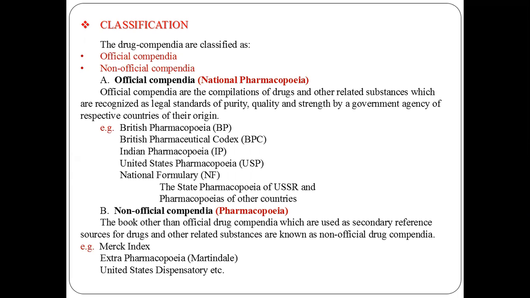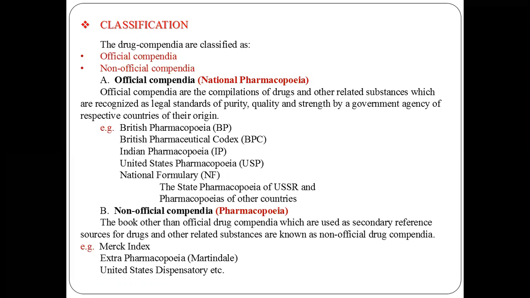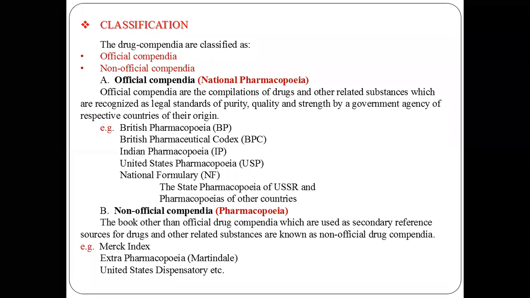Then another type is the non-official compendia or the non-official pharmacopoeia. So in the non-official pharmacopoeia, there are very few names: the Merck Index as well as the Extra Pharmacopoeia, which is shortly called the Martindale. Then the United States Dispensary. See, only these three books come in your non-official compendia. Only these three books are called non-official compendia.